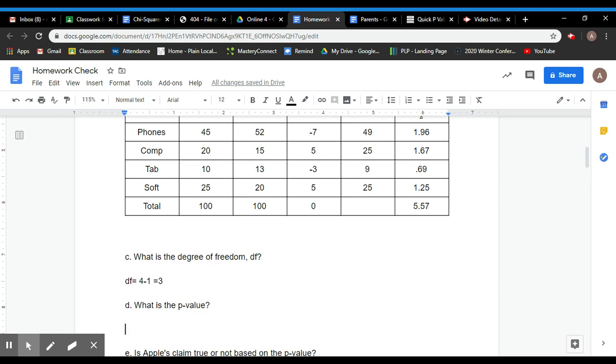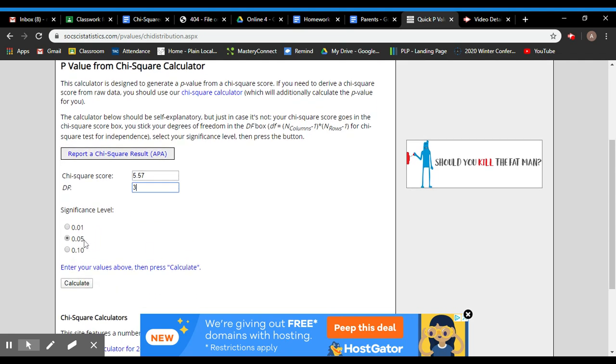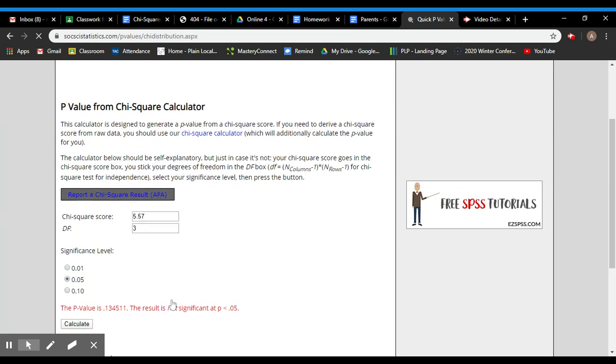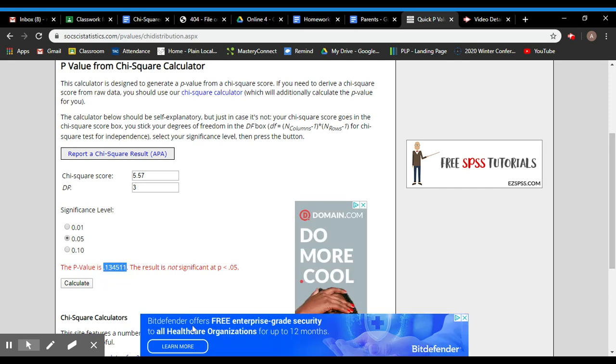And we need to use an online calculator to find our p-value. So we enter our chi-square value, which was 5.57. Our degree of freedom is 3. Keep the significance level at 0.05, and then calculate. So we get our p-value of 0.134511.